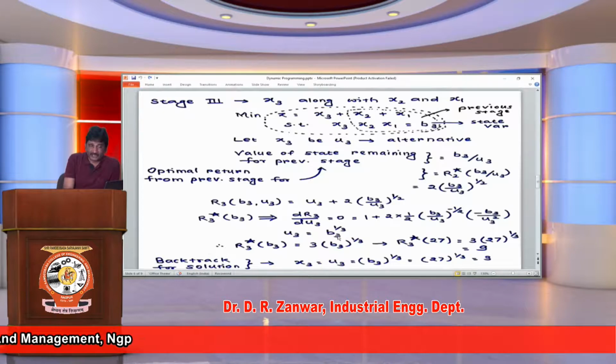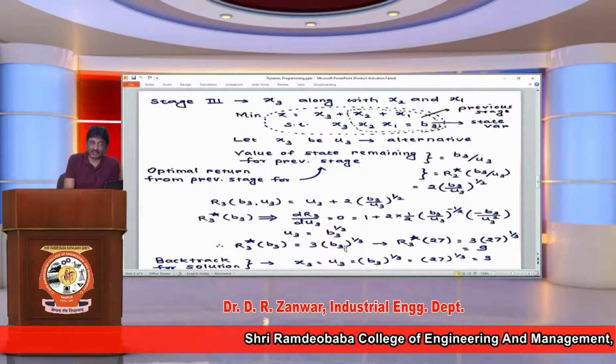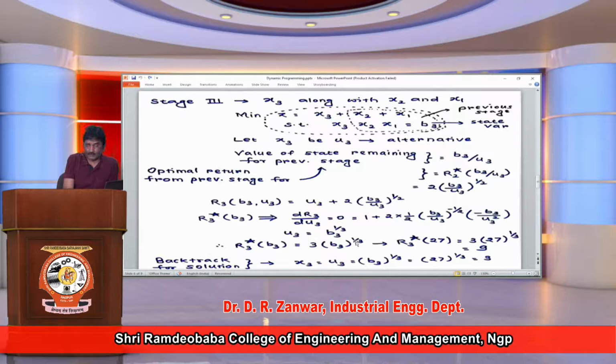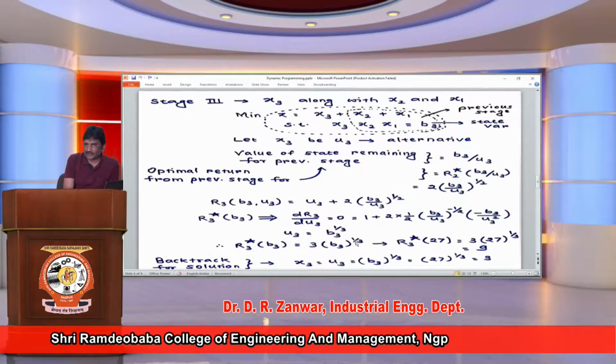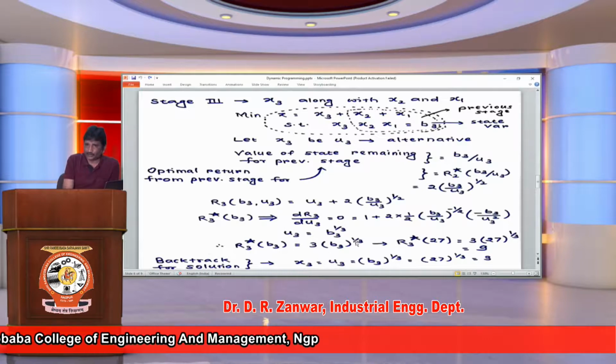Right? And by substituting this value in the return function, that is U3 plus twice B3 by U3 to the power 1 by 2, we get R3 optimal for B3 as 3 into B3 to the power 1 by 3. Here I am doing the calculations directly. At least I am explaining that to you directly.